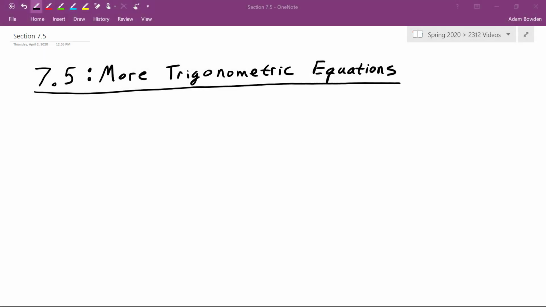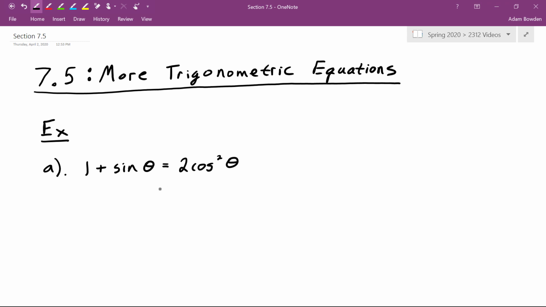So continuing on with trigonometric equations into section 7.5, we're going to discuss more different kinds of trig equations and some of the strategies that go into solving them. So starting out here, let's look at several examples, with the first one being 1 plus sine theta is equal to 2 cosine squared theta.